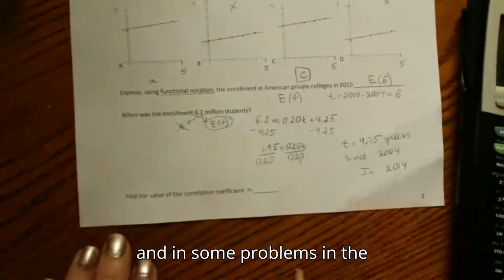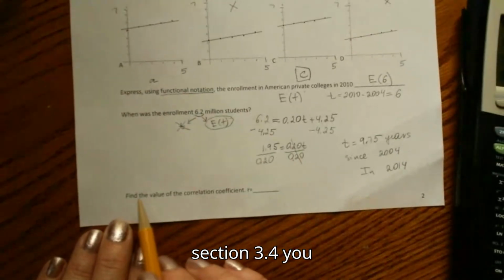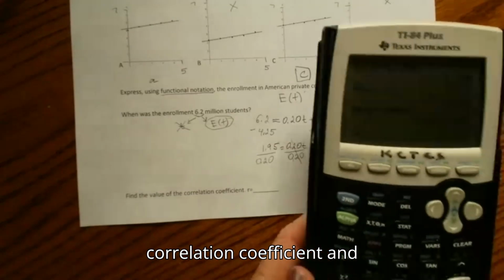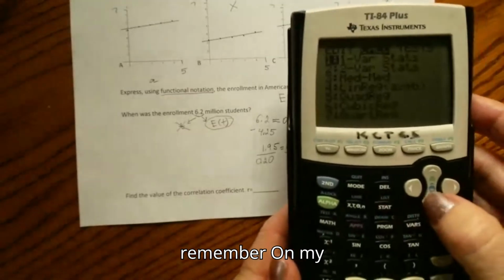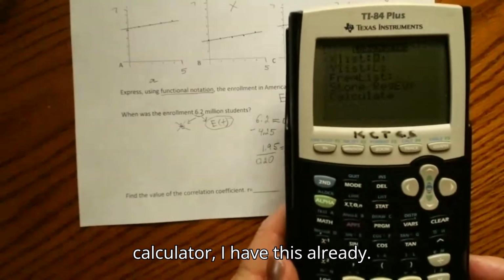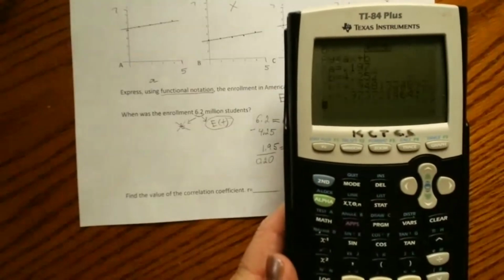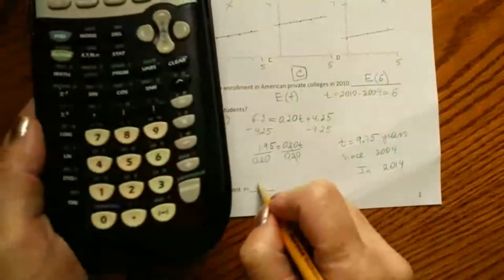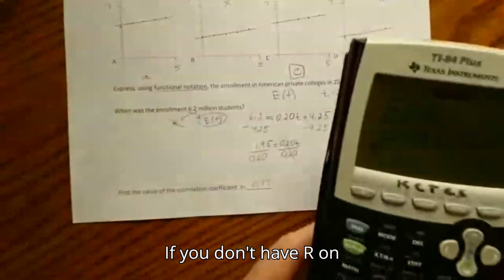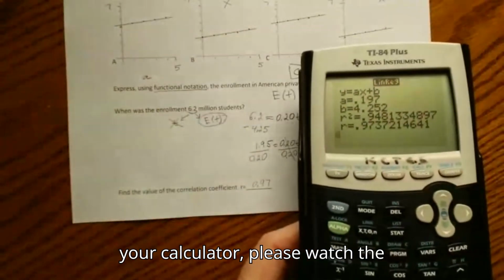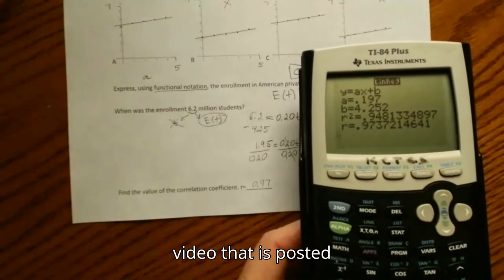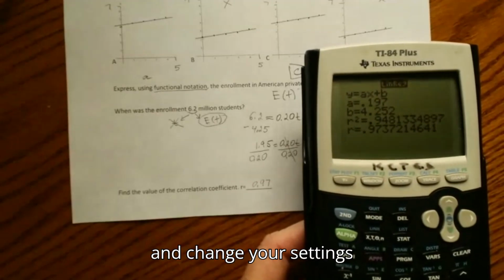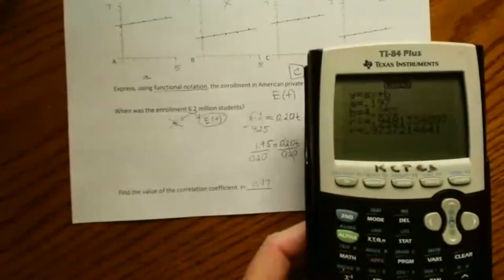And in some problems in section 3.4, you will need to find the value of the correlation coefficient. And remember, on my calculator, I have this already. This is my R, 0.97. If you don't have R on your calculator, please watch the video that is posted before this assignment and change your settings on your calculators.